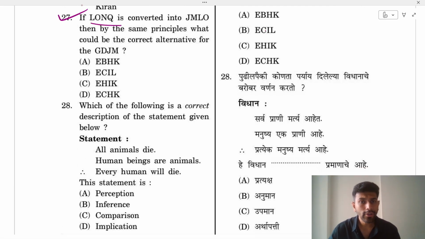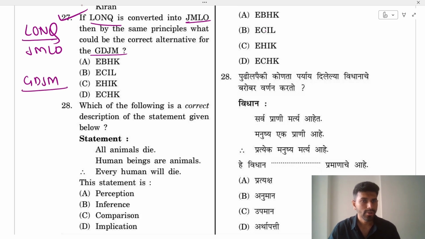Next, if LONQ is converted into JMLO, then by the same principle, what could be the correct alternative for GDJM? LONQ is written as JMLO. तो GDJM कैसे लिखेंगे? JKL -1 करना है, MNO -1, LMN और OPQ. तो -1 करते जाना है.